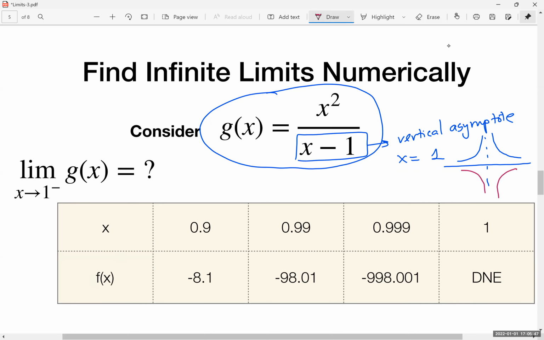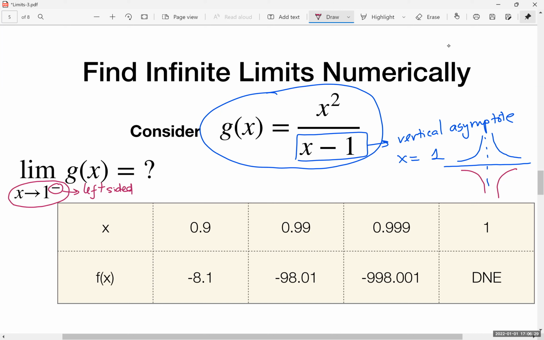But anyway, at a vertical asymptote, you will have infinite limits when x goes to the vertical asymptote. So the question is, what is the limit of the function g of x when x goes to 1 from the left side? And again, this is a case when we don't have access to a graph of the function, so we have to create a table of values to figure out where the limit of the function goes to the left of 1.